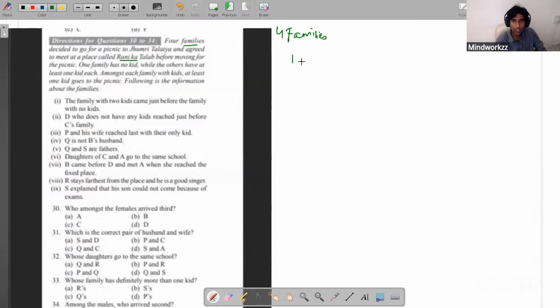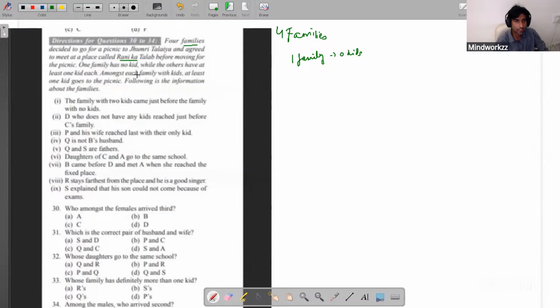and one family has zero kids. Okay, so one family has zero kids, while the others have at least one kid each. So somebody has one kid or more than one kid, but at least one kid they have. That is something which we know.